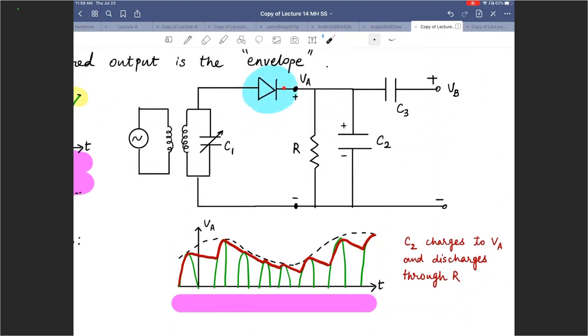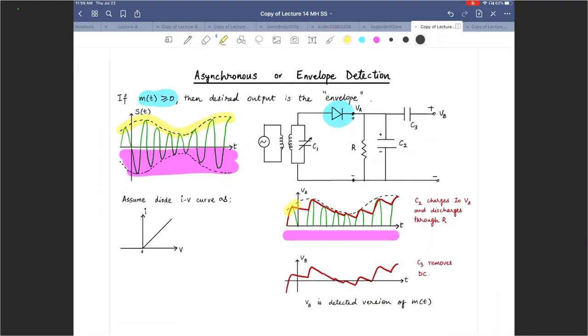While there is a positive cycle on VA, C2 will charge. So the red curve there, it will charge to the highest point here. And when the voltage on VA goes down, this charged C2 will start discharging through R. So we are assuming that the product RC2 is pretty high, which is why we are showing a slow decay here. And then once you have another VA, it will charge, discharge, and so on, thereby tracking the envelope of the signal S of t. And as you can see here, if I sketch this, if I track the red line, it almost matches the envelope of S of t.